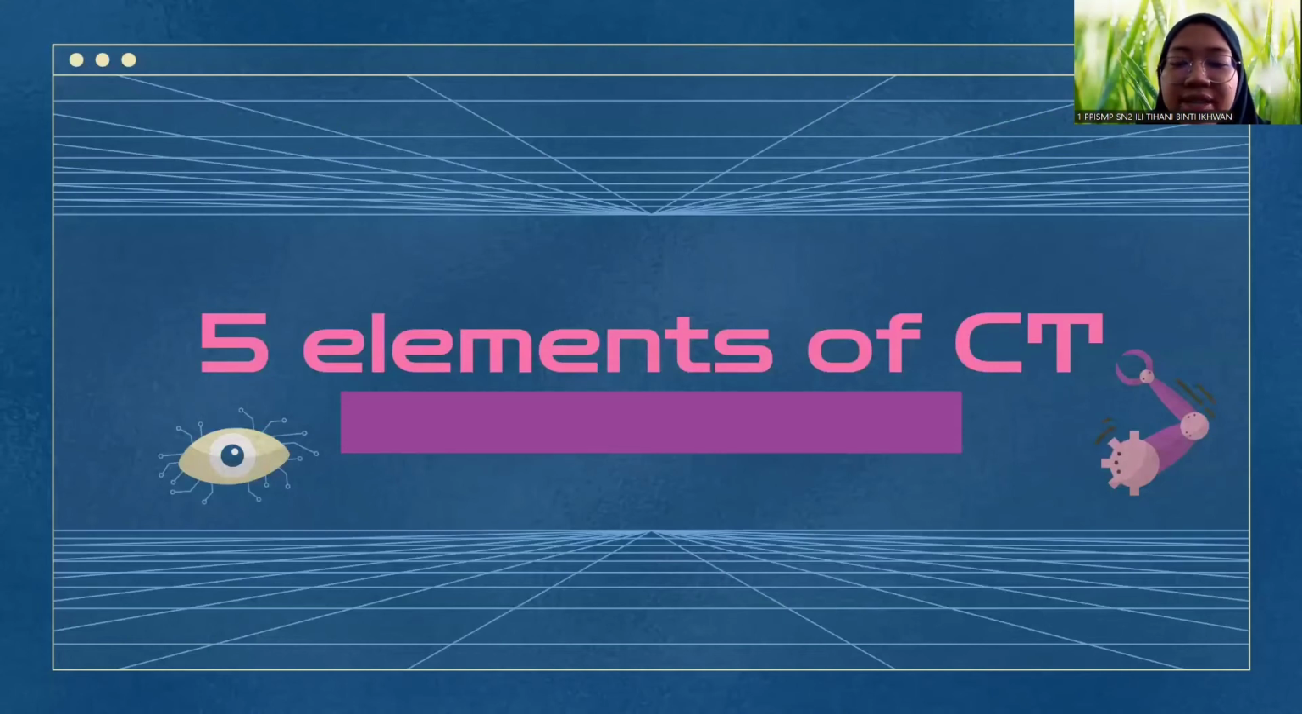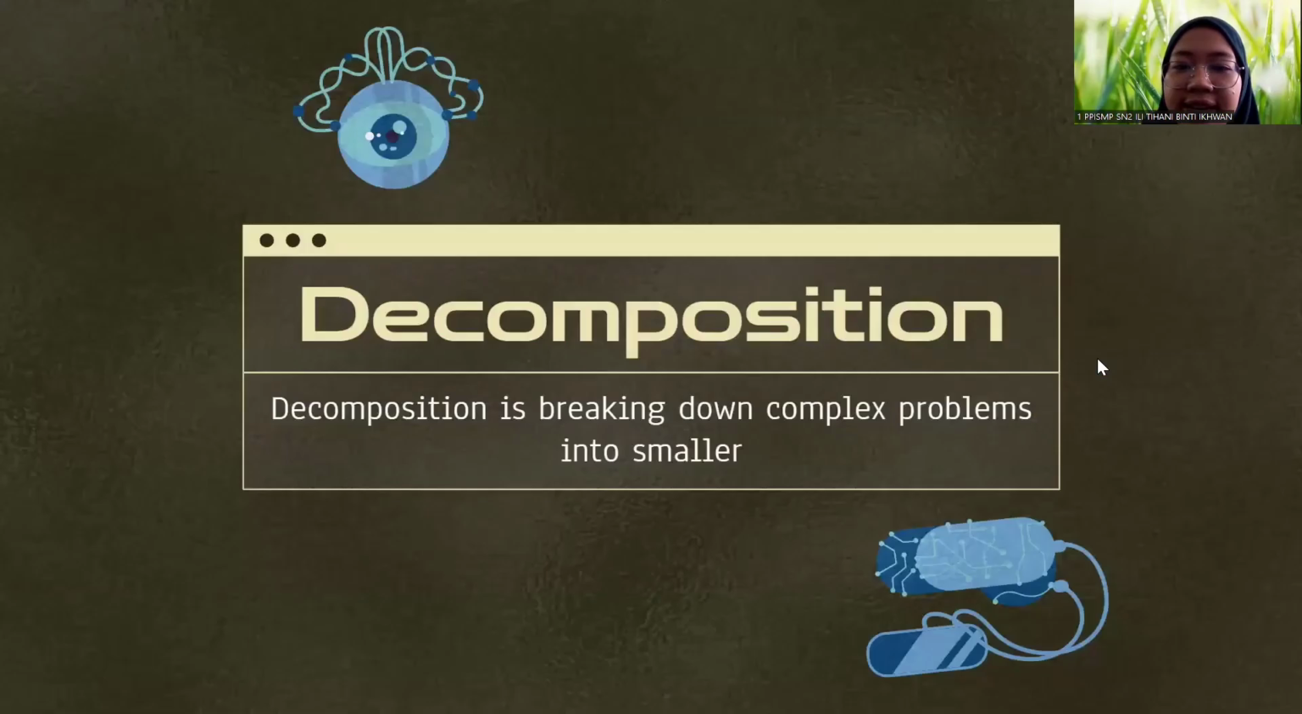There are 5 elements of computational thinking that are involved while creating the game. So the first one is decomposition. Decomposition is breaking down a complex problem into smaller ones. Scratch itself is something that decomposes. So when I want to create a game, I have to think about what the sprite should be, how to move the sprite, how to do the coding, and so on. So that is the decomposition.